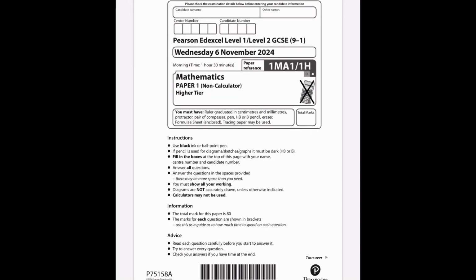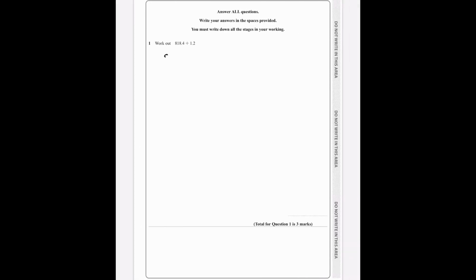Welcome to the November 24 GCSE from Edexcel. This is the first of three papers, the non-calculator paper.